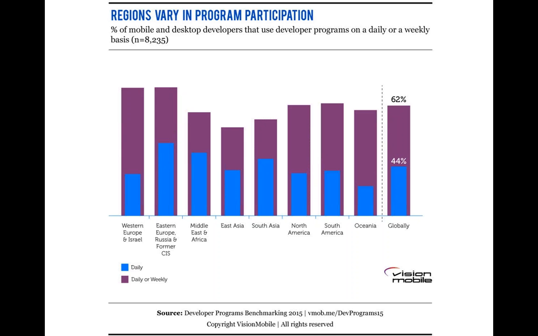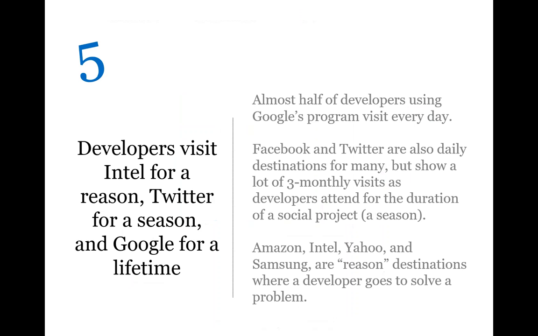So when we looked at why people are visiting, and the frequency with which people visit different sites, we came up with this model of a reason, a season, and a lifetime. The concept here is that people visit support programs for different purposes. Starting off with a reason: when you're writing some code and hit a problem and need to find a solution, you go to the developer support site, you find the solution, and that's it, you're gone. You're visiting for a reason. And for a lot of support sites, that's fine.